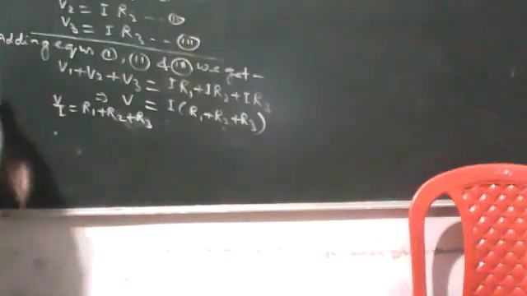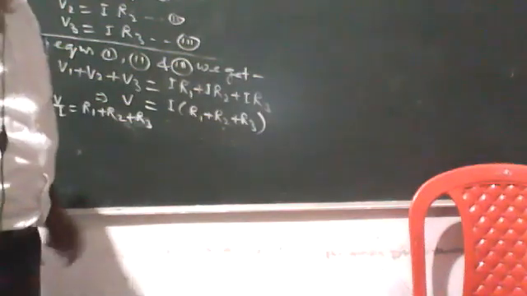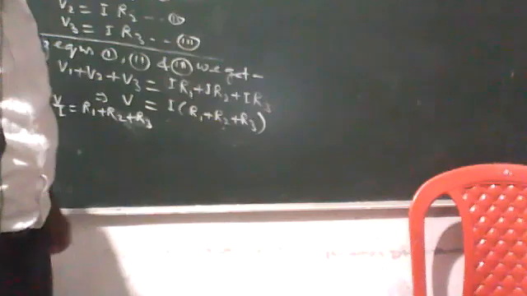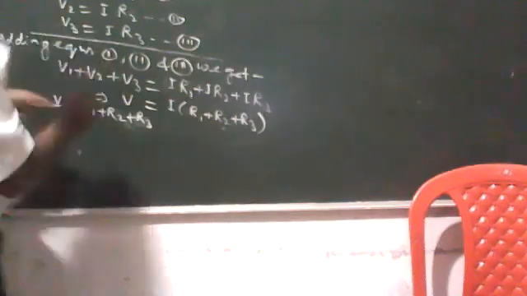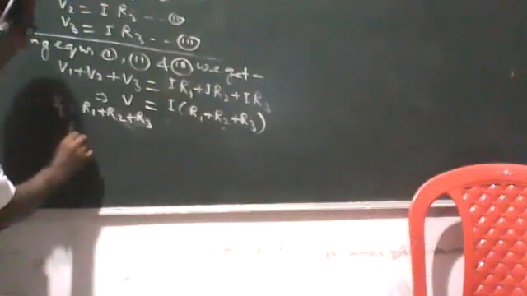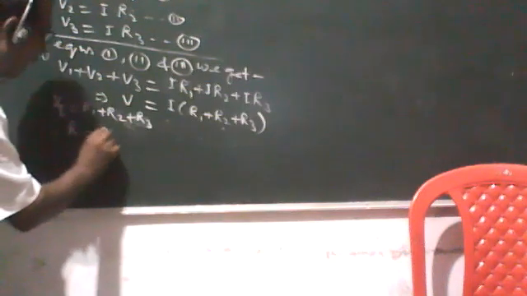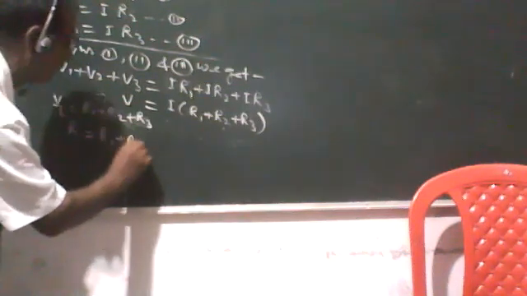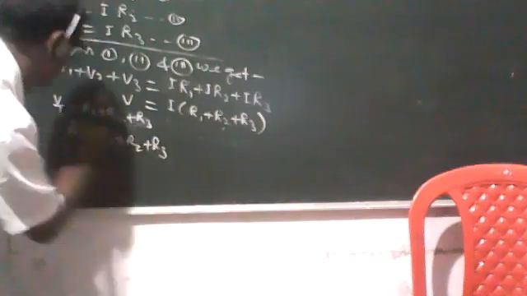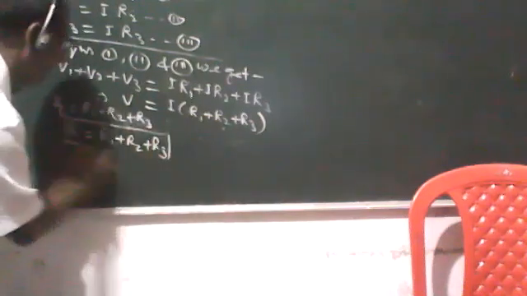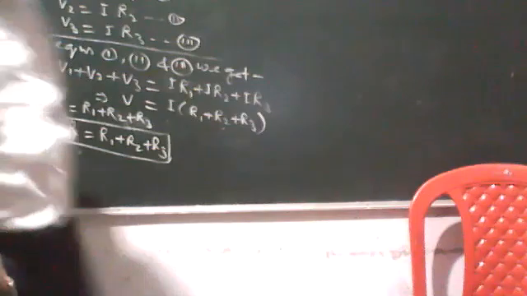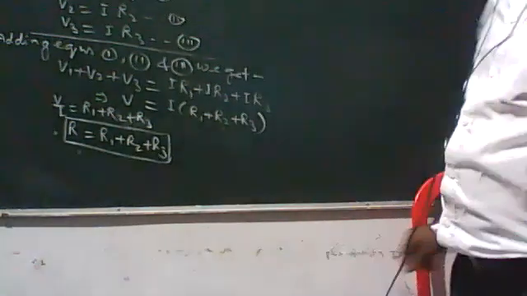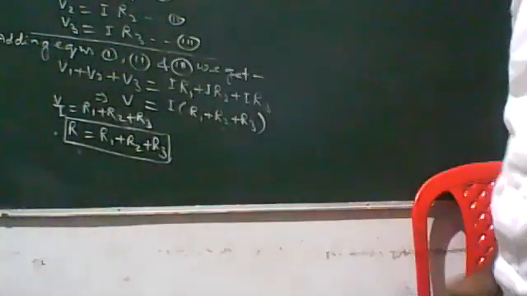V by I is equal to R. That is, by the formula of Ohm's law, V by I is equal to R. So the equivalent resistance R is equal to R1 plus R2 plus R3. This is the formula for the equivalent resistance of a series combination. Okay, students, now you can write it.